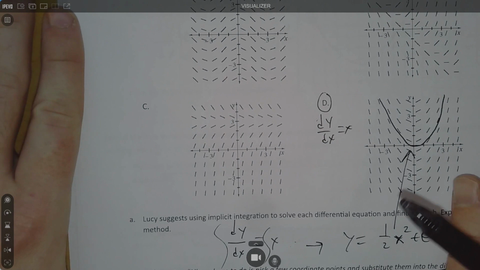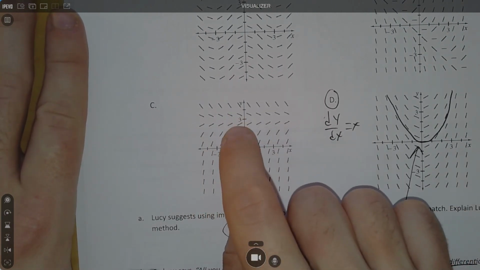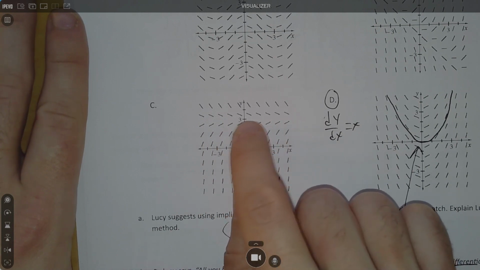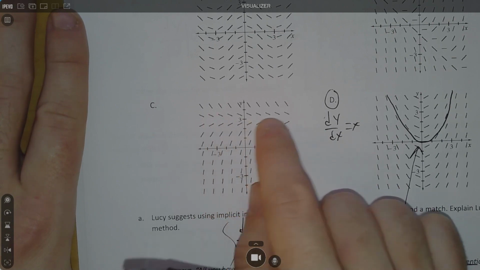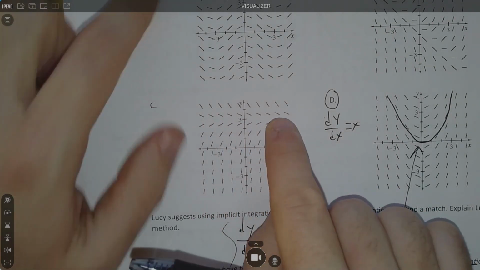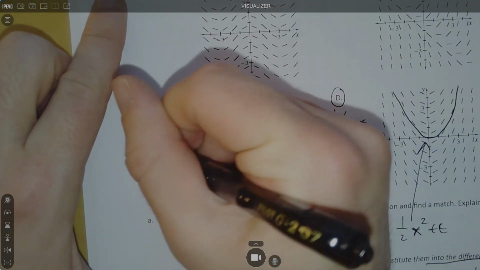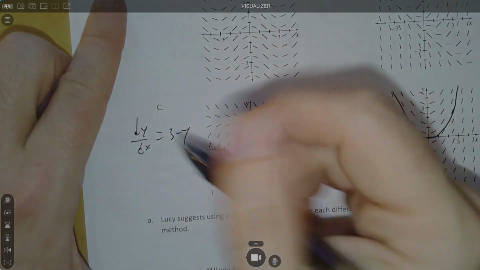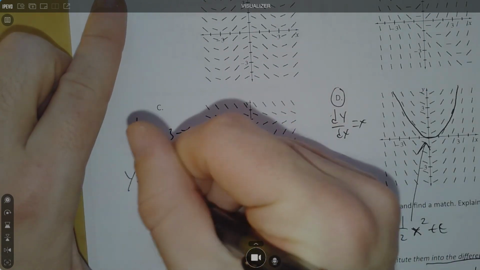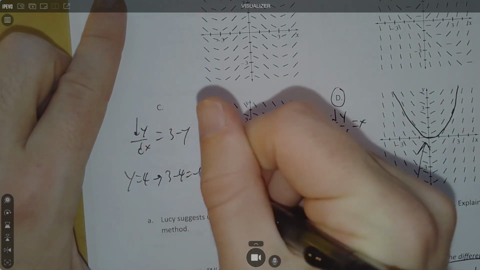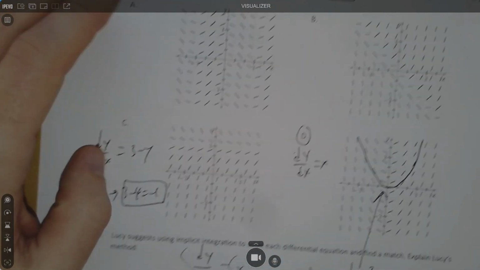Then let's check C. At 3, it's not showing me at 3 because it looks like they didn't mark it at 3. But if you look at 4, for example, or just above 4, I am getting that -1 each time, right? 3 minus 4 would be -1. It must be C. This must be dy dx equals 3 minus y because when I plug in 4, I consistently get -1. Okay, you don't have to show your work. You just do it, right?